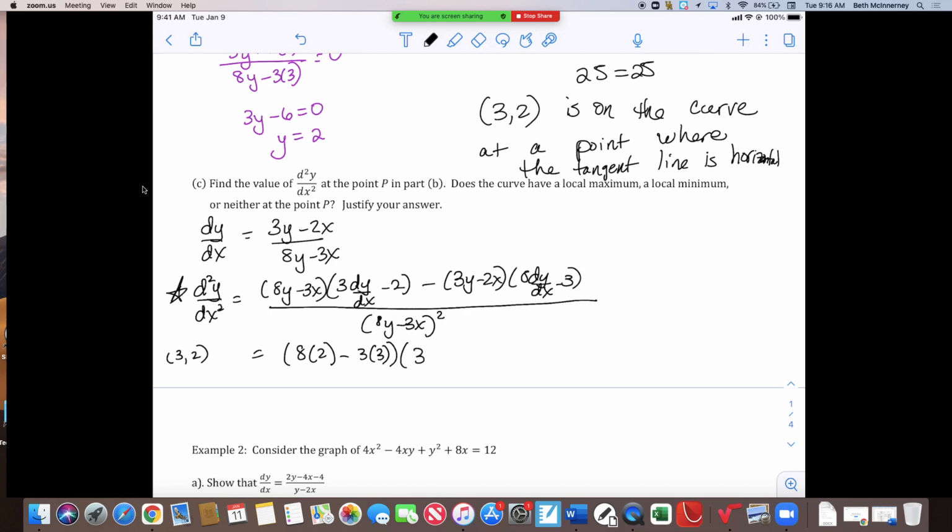Now stop and think here a minute. (3, 2) is from part B, right? So what is dy/dx then? 0, right? Let's not go find it again. We just did that, right? So we want to work smarter. So this will be (3 times 0 minus 2) minus 3 times (2 minus 2 times 3), 8 times 0 minus 3, all over (8 times 2 minus 3 times 3) squared.